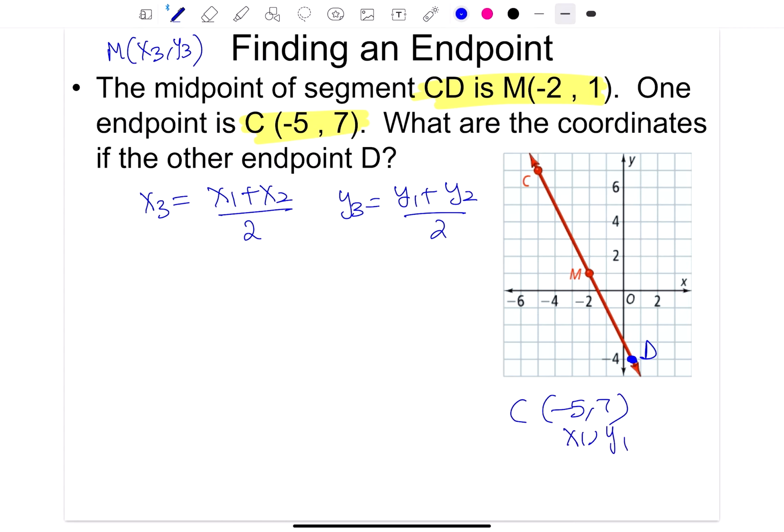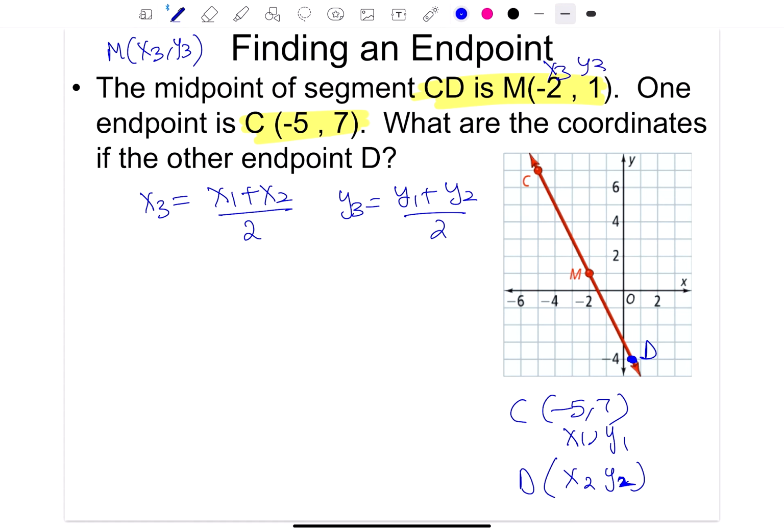x1, y1. For D, the coordinates are missing, x2, y2. The coordinates are missing for D. All right, so let's go ahead and plug them into the midpoint formula. We already know x3, y3, which is my midpoint.